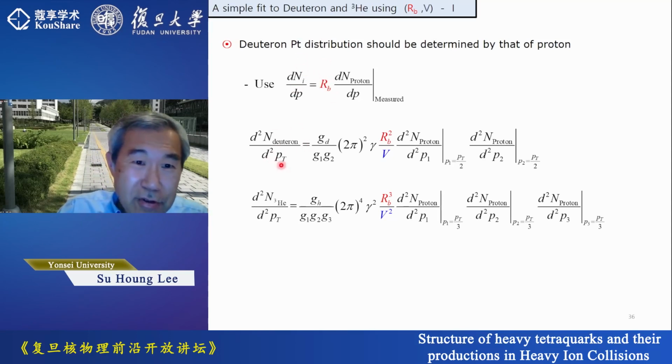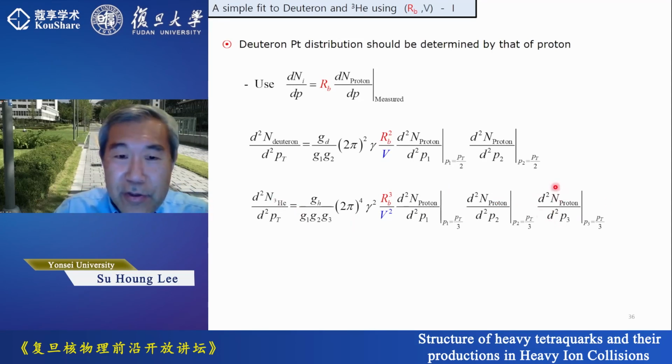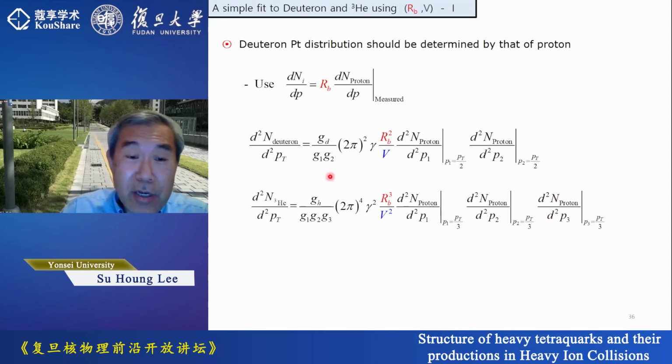Then the deuteron and helium-3 will scale differently as a function of RB, the scaling factor, because deuteron will scale like RB squared and helium-3 will scale like RB cubed, assuming helium-3 is composed of three scaled nucleon distributions, using the same coalescence formula for three-body coalescence.